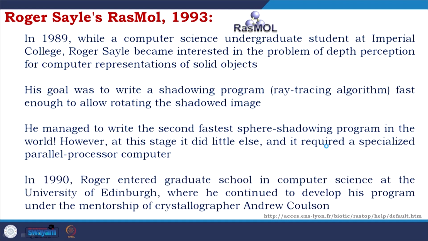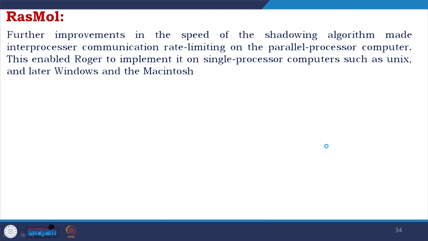In 1990, Roger entered graduate school in computer science at the University of Edinburgh, where he continued to develop his program under the mentorship of crystallographer Andrew Coulson. Further improvements in the speed of the shadowing algorithm made inter-processor communication rate limiting on the parallel processor computer. This enabled Roger to implement it on single processor computers such as Unix and later Windows and the Macintosh.